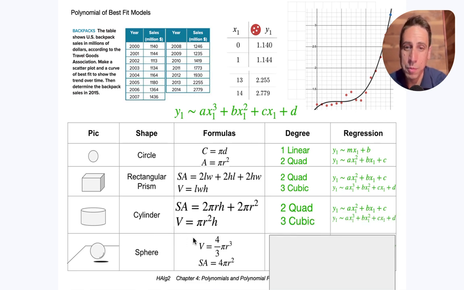Volume of the cylinder is three-dimensional, and even if you didn't know that, r squared, so you see the 2 here and you see the 1 here, 2 plus 1 is 3. And so that would be a cubic. You would know that the volume is a cubic phenomenon, and you'd have to use a cubic regression to do it.